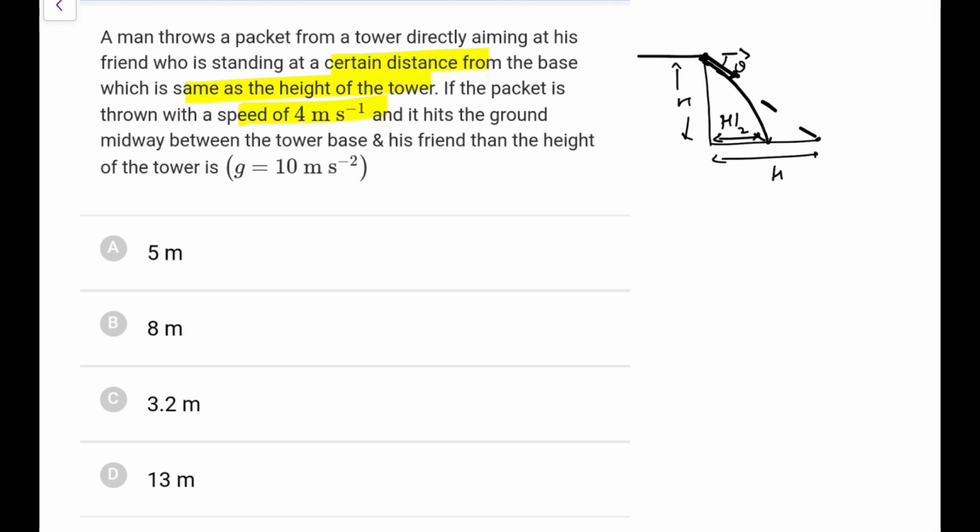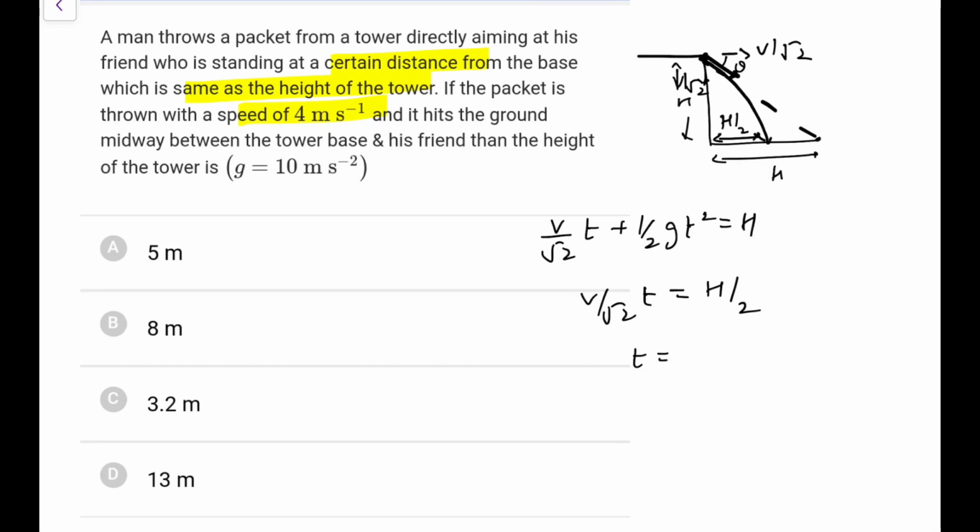So this would be v by root 2, this would also be v by root 2. So first of all, the time of flight we can write as v by root 2 into t plus half g t square is equal to h. This is the first thing we will do. And we also have v by root 2 into t, that is equal to h by 2. So we need to get the value of h.